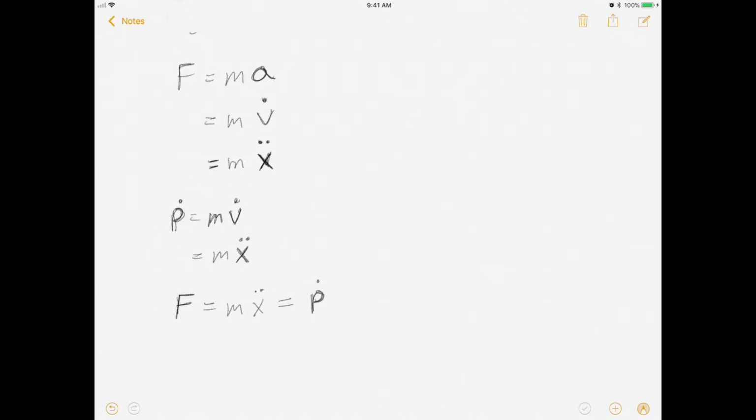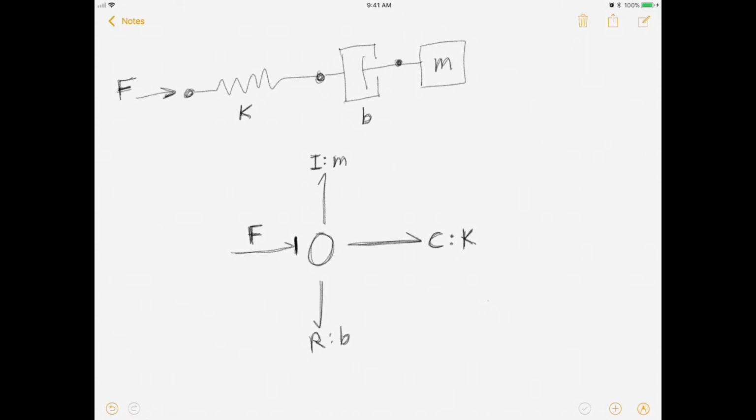But you get P dot right here is equal to F. So the derivative of momentum is equal to force. And so up here, I'm going to put P dot right here as the representation of force. And since that's common among all the junctions, I'm going to put a P dot right here, a P dot right here, and a P dot right here.